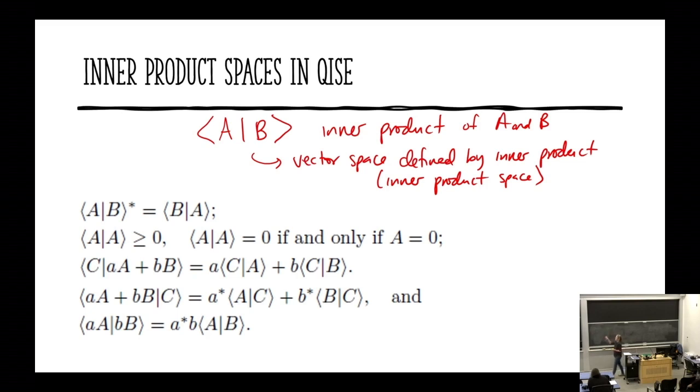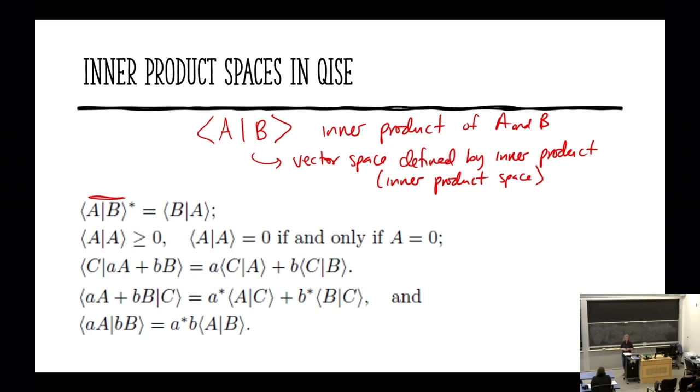And this is true. We define an inner product space in this way if these things are true. If the inner product of A, B, conjugated, is equal to the inner product of B, A, and if the inner product of A with itself is greater than or equal to 0, and the inner product of A with itself is equal to 0 only if A is also equal to 0. The other things are less important, but also have to be true.